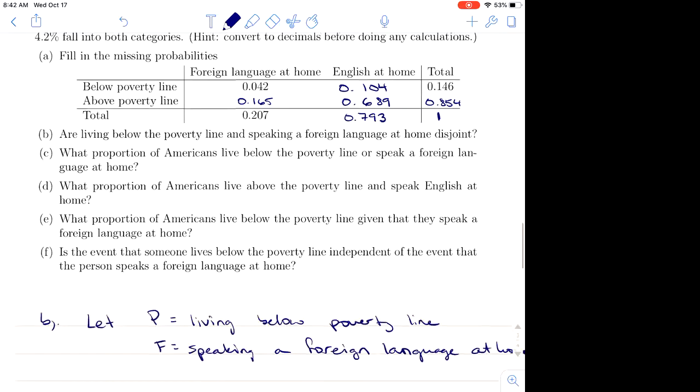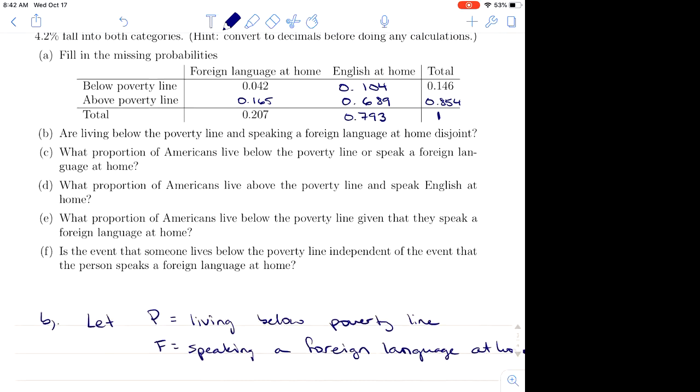So, part D, what proportion of Americans live above the poverty line, right? So we have to be in the above the poverty line section and speak English at home. So this is where it's nice to have this table, right? Because then we can just say, okay, so above the poverty line, this is where we have to be, and we can't speak a foreign language at home, but we do have to speak English at home, right? So then the probability that we're looking for is just 0.689. So because we've got the table, we can just say 0.689 and move on. That's nice.